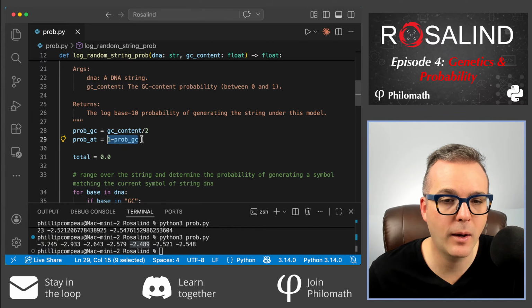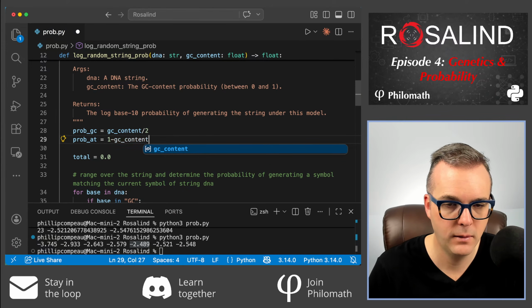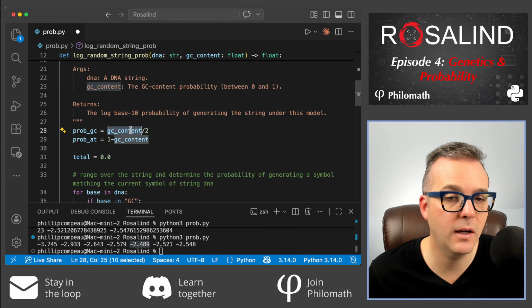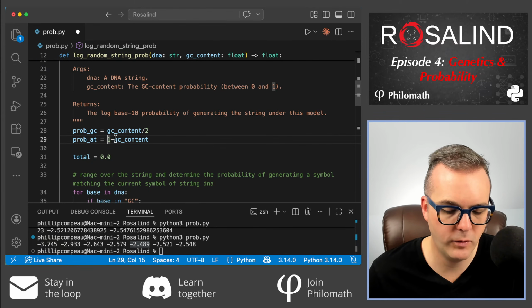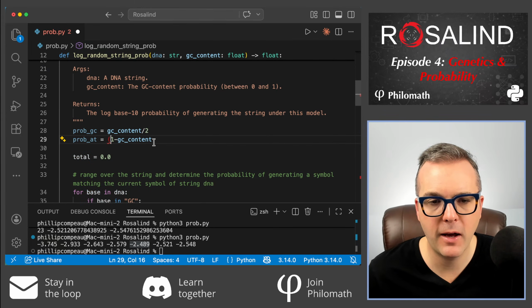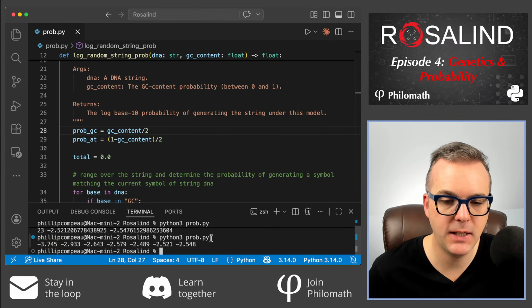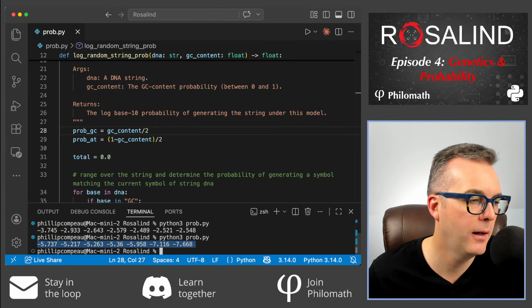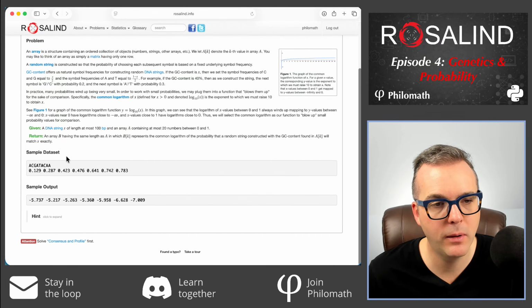Instead, what I want is to take 1 minus the GC content. In the case before, the GC content is 60%. This would give me 40%. Okay, 1 minus 0.6 is 0.4. And then I can divide that by 2 to split it over the cases of an A or a T. Now when I run it again, I get values that sure look a whole lot like the values that match the platform. So I think we're in okay shape.